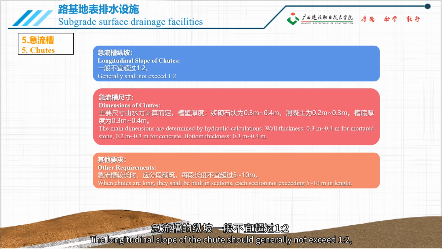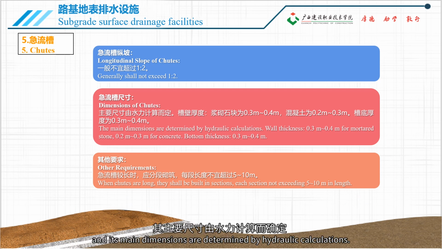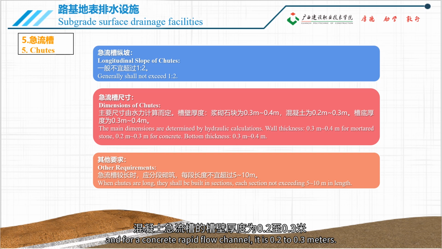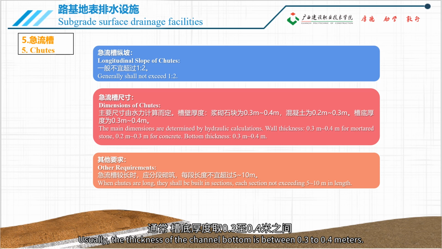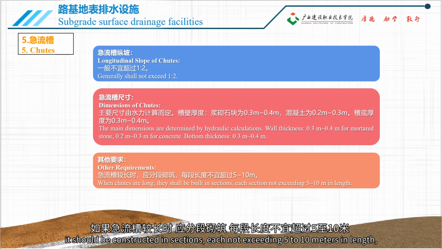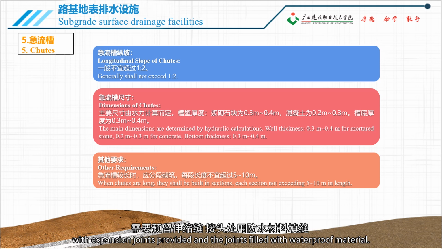The longitudinal slope of the chute should generally not exceed 1 to 2, and its main dimensions are determined by hydraulic calculations. The wall thickness of a mortar rubble rapid flow channel is 0.3 to 0.4 meters, and for a concrete rapid flow channel, it is 0.2 to 0.3 meters. Usually, the thickness of the channel bottom is between 0.3 to 0.4 meters. It's worth noting that if the chute is long, it should be constructed in sections, each not exceeding 5 to 10 meters in length, with expansion joints provided and the joints filled with waterproof material.